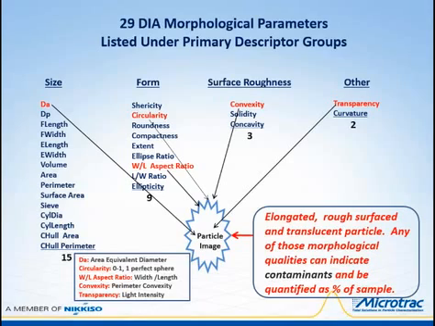Convexity is one of the surface roughness parameters. On a scale of 0 to 1, 1 is a perfectly smooth surface with no concave indentations. Transparency is a measure of the light intensity transmitted by the particle. A higher transparency indicates a more translucent particle. The particle image shown in the middle is an elongated, rough-surfaced, and translucent particle. Any of those morphological qualities can indicate contaminants and be quantified as percent of sample.